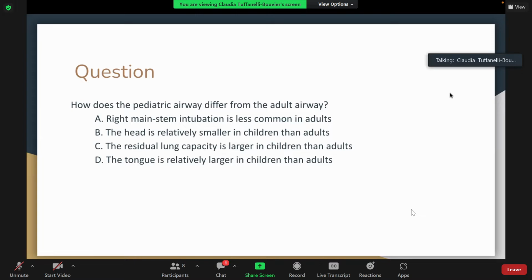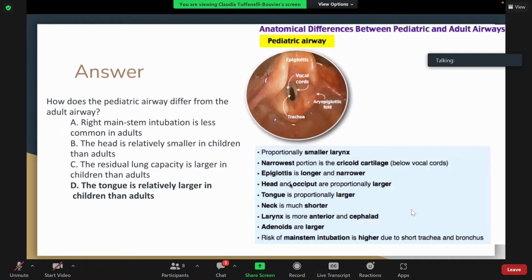Yes, definitely. So this question: how does the pediatric airway differ from the adult airway? A, right mainstem intubation is less common in adults. B, the head is relatively smaller in children than adults. C, the residual lung capacity is larger in children than adults. Or D, the tongue is relatively larger in children than adults. And yep, she's saying D, the tongue is relatively larger in children than in adults. I don't know if anybody had any other thoughts, but that was right.